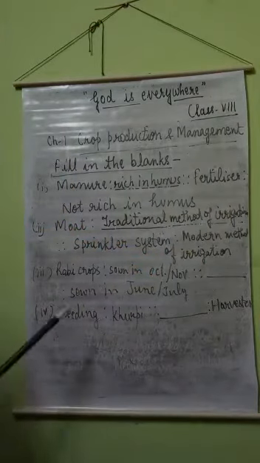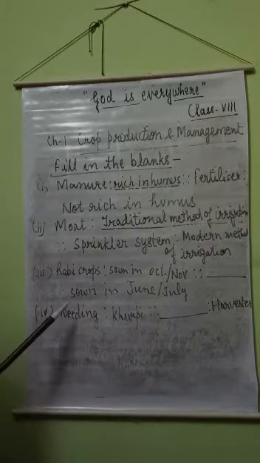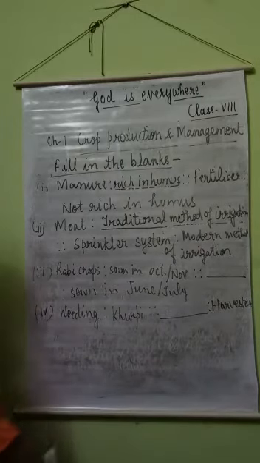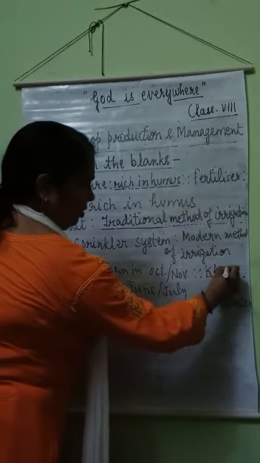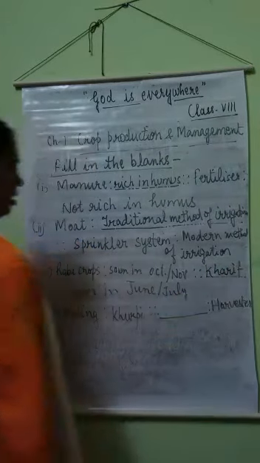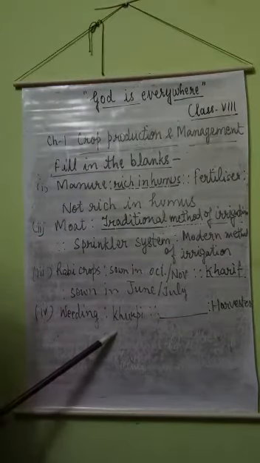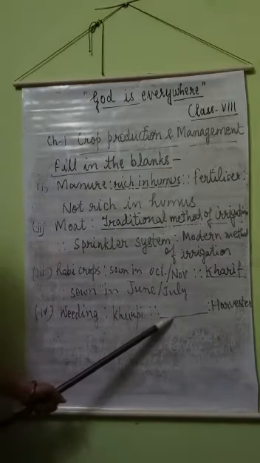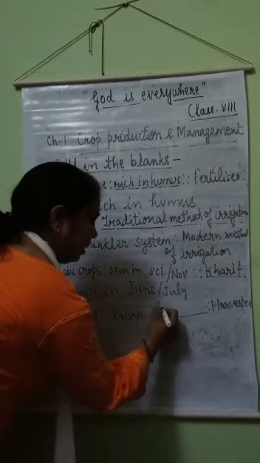Third is as rabi crops are sown in October, November, which crops are sown in June, July? Kharif crops. Kharif crops are sown in June, July. Now, fourth is as weeding is done by khurpi, which process is done by harvester? This is harvesting.